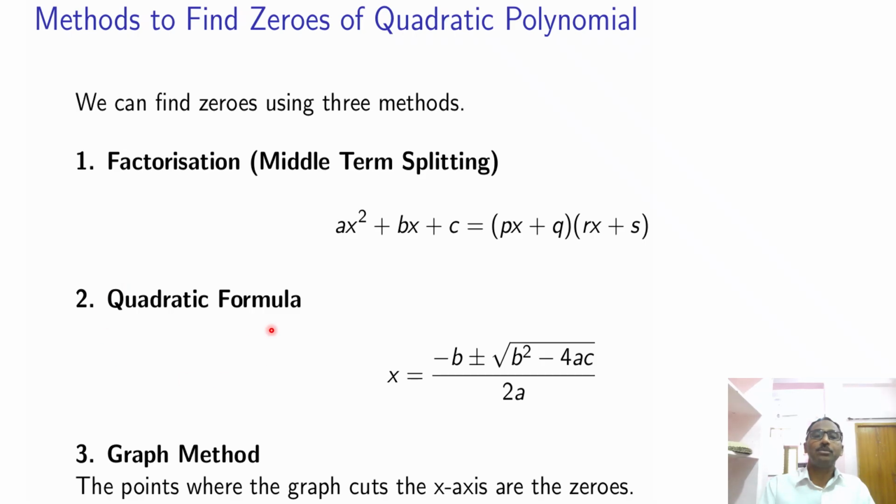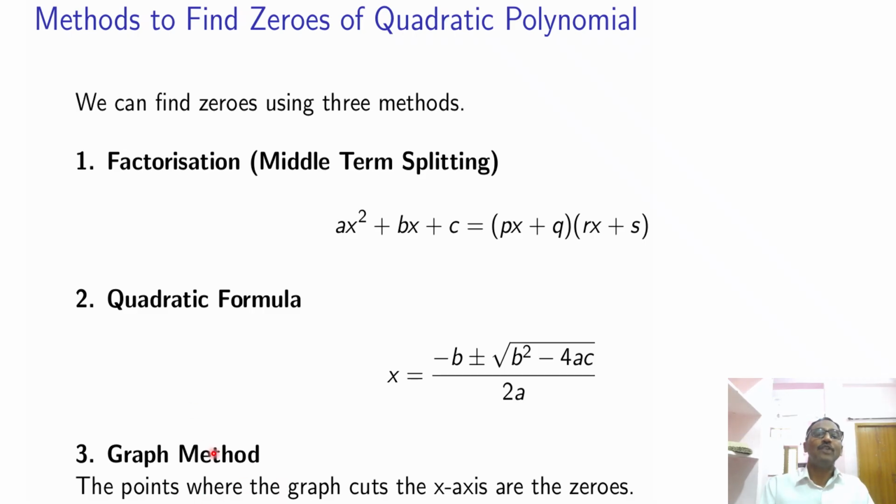Now the quadratic formula. If we are unable to split the middle term, then we go for the quadratic formula to find the zeros of the quadratic polynomial. So what is the quadratic formula? x equals minus b plus or minus root over b square minus 4ac, by 2a. If you take plus, you get one zero. If you take minus, you get another zero.